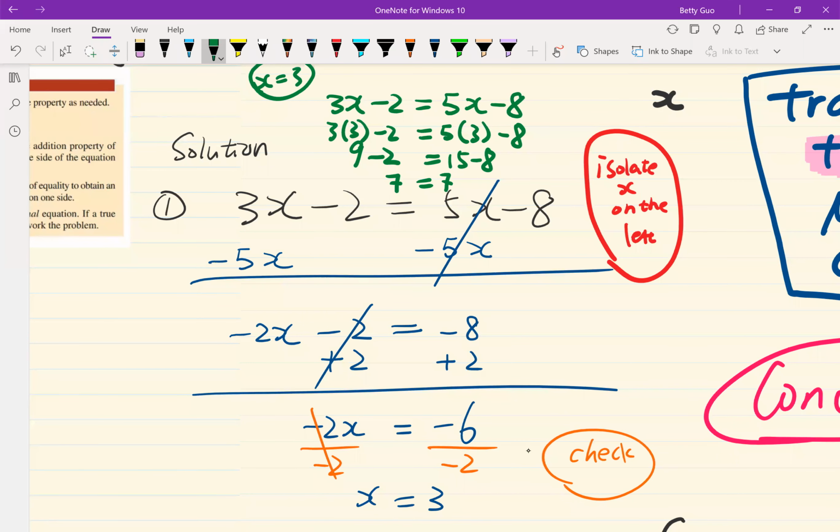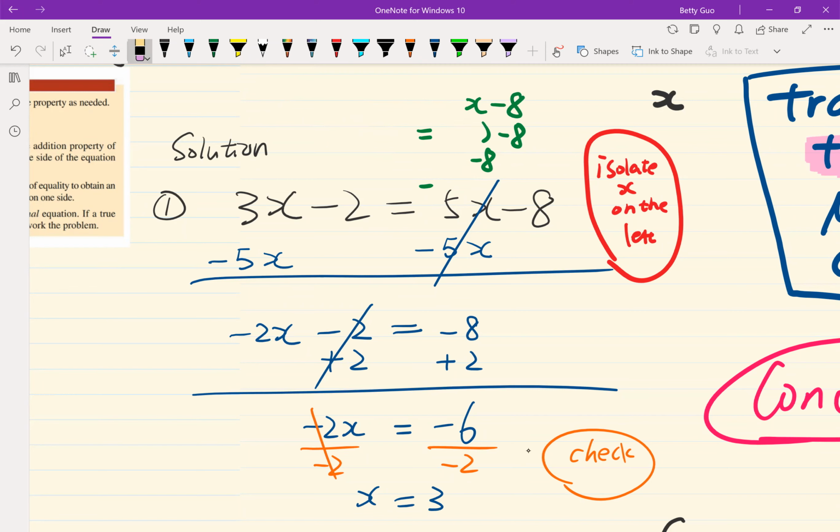Do you have a true statement? Yes, 7 equals 7 is a true statement, right? That means the solution you found, number 3, is the solution of the original equation. It's always good you check, even though technically it's not mandatory. It's good if you can always check it, especially as a beginner.